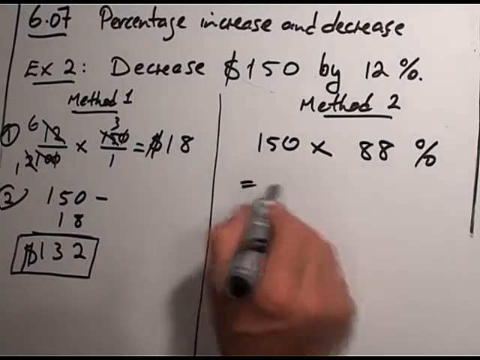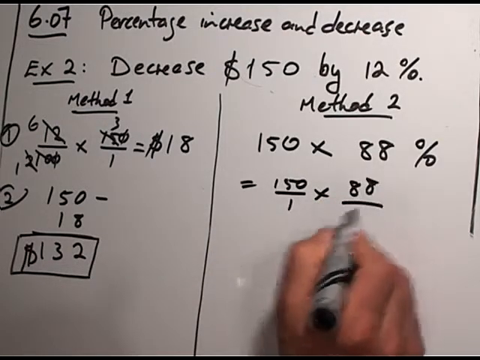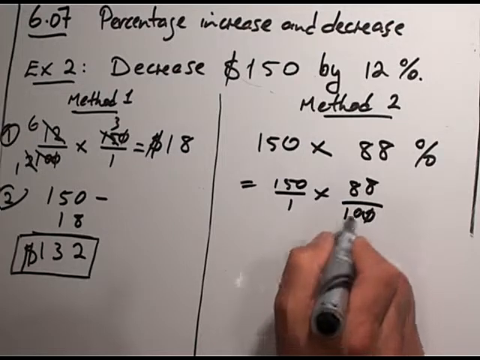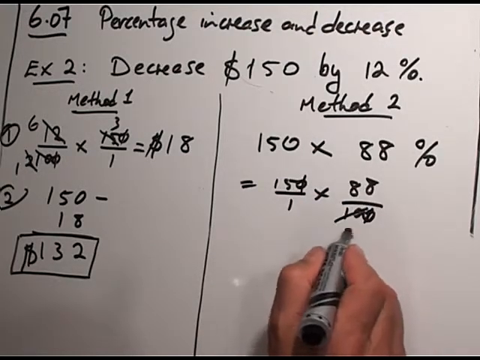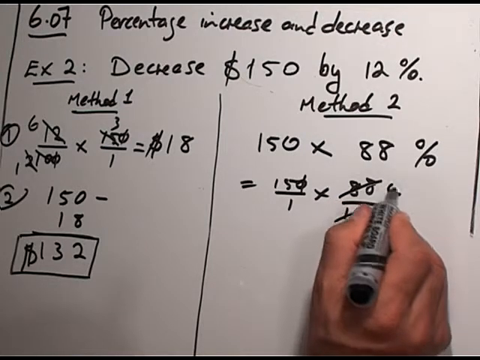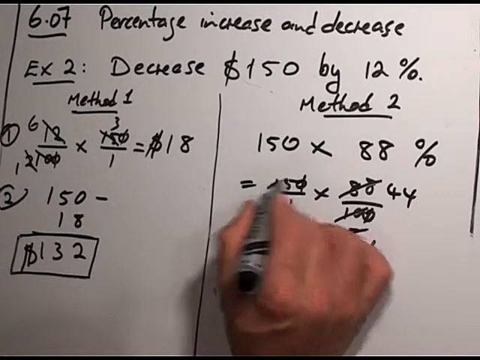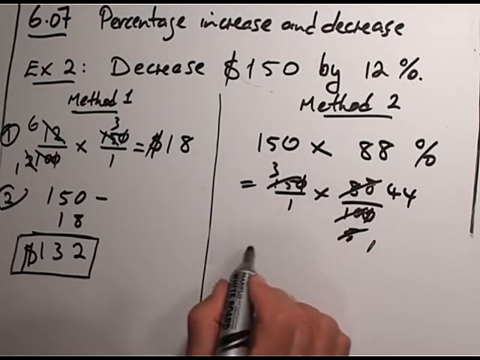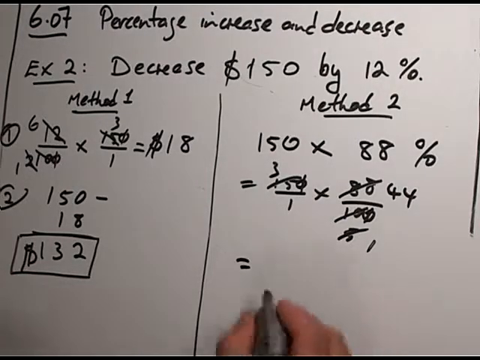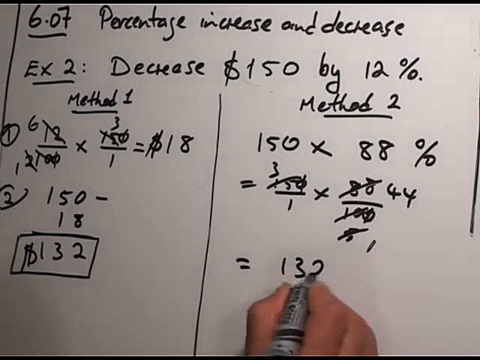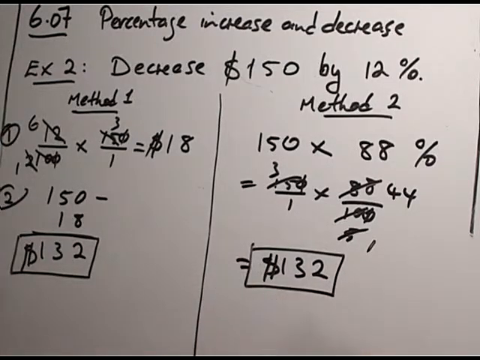So that works out to be 150 over 1 times 88 over 100. We cancel the zeros. 2 into 10 goes 5 times. 2 into 88 goes 44 times. 5 into 5 goes once. 5 into 15 goes 3 times. 3 times 44 calculates to be $132. And that's my answer. Let's just do a quick recap.